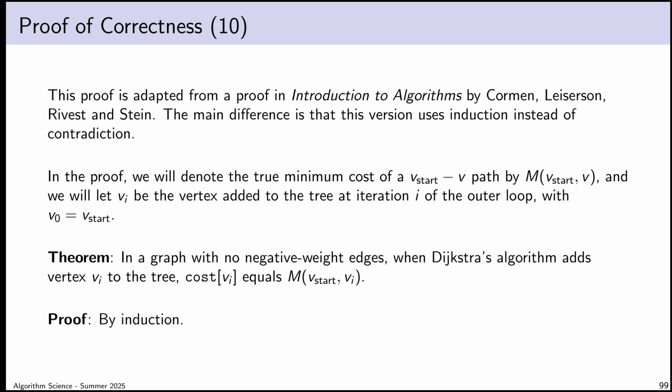Now, the main proof I want to write here is this theorem: in a graph that has no negative weight edges, at the moment when Dijkstra's algorithm adds a particular vertex to the tree, the cost in the cost array for that vertex is the minimum cost of that path.